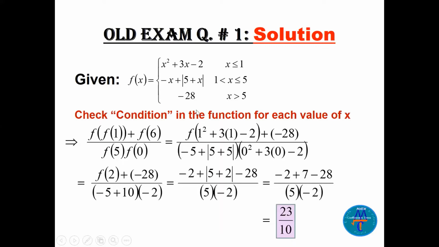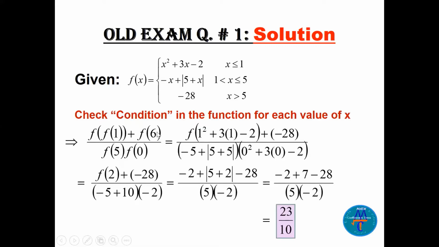Then we find f of 2. Where is 2? 2 will be here between 1 and 5, so I put this absolute value. You have to go slowly here. F of 0, where is 0? 0, x less than 1, so 0 is there. 0 squared plus 3 times 0 minus 2. And then f of 5, 5 closed is there in the absolute value.